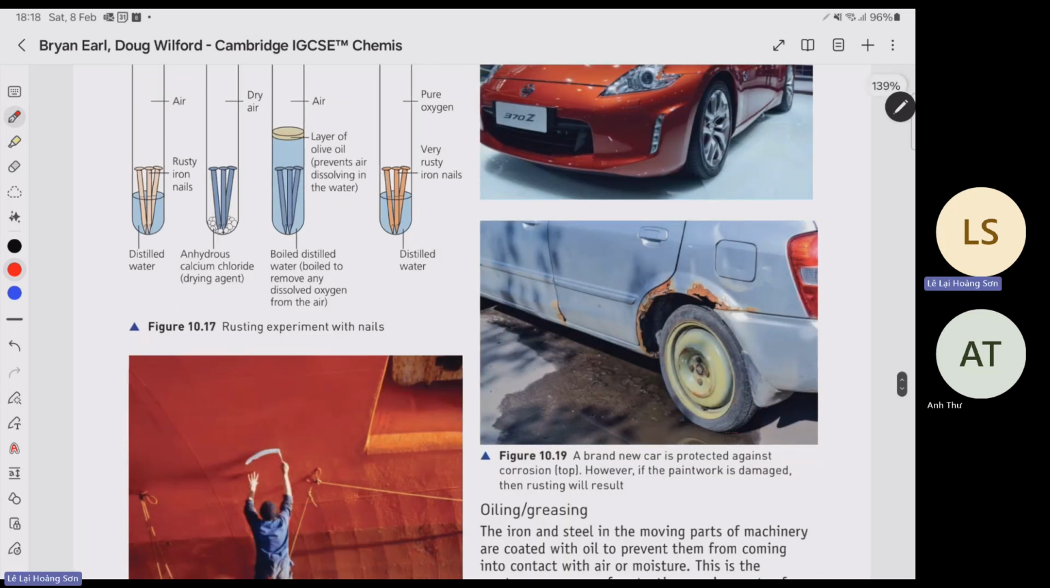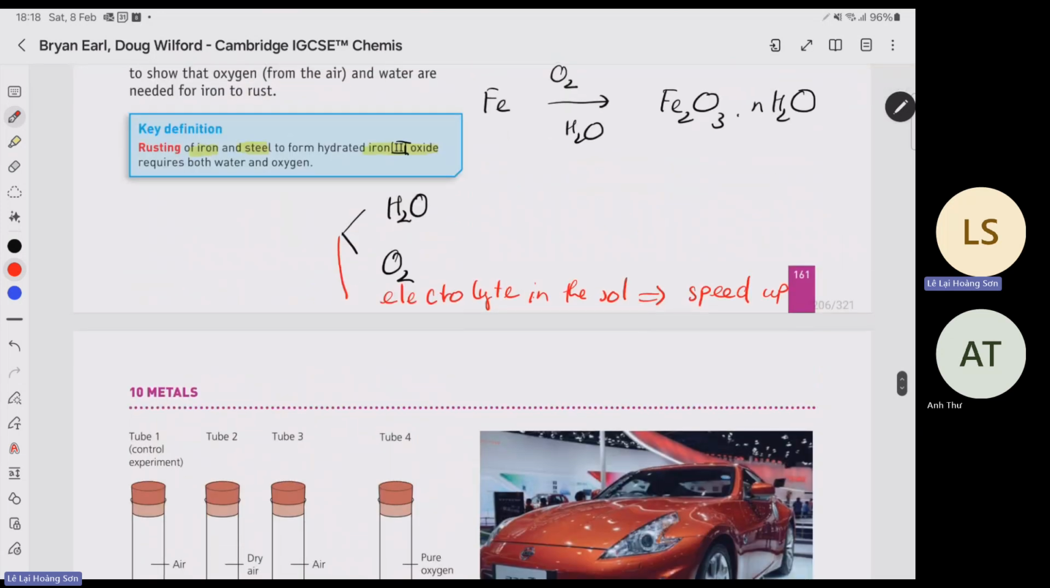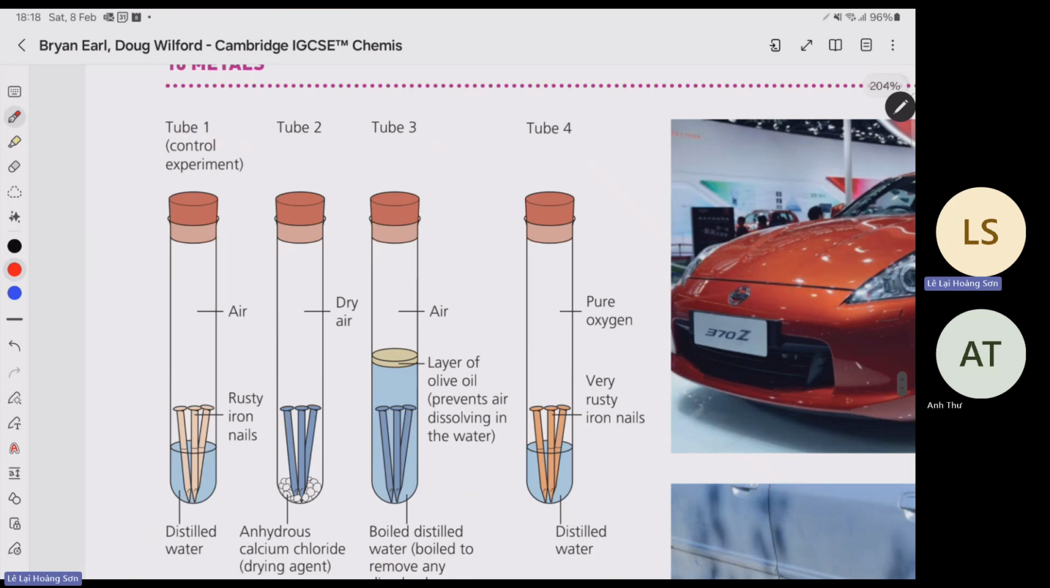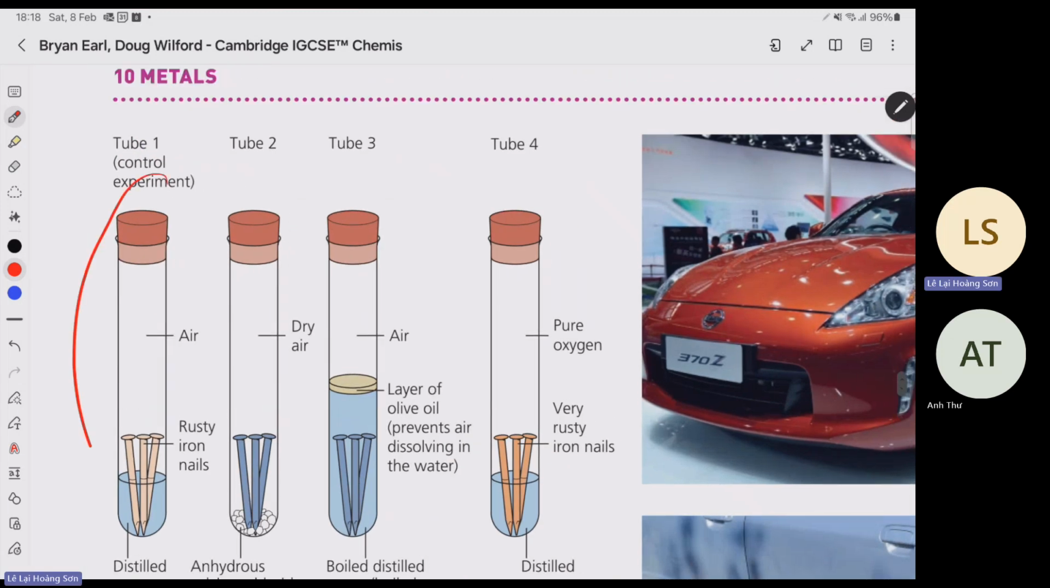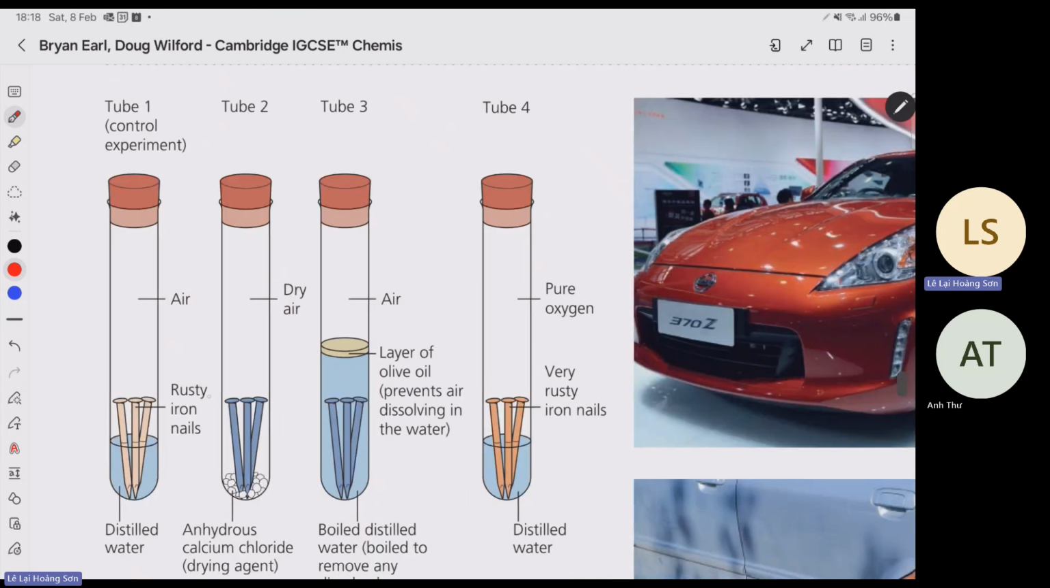We actually have an experiment to prove that oxygen and water must be present at the same time for rusting to happen. We have this test tube, and we put a cap on so that it traps the air inside, and you put it in still water, and you can see that rusting will happen.